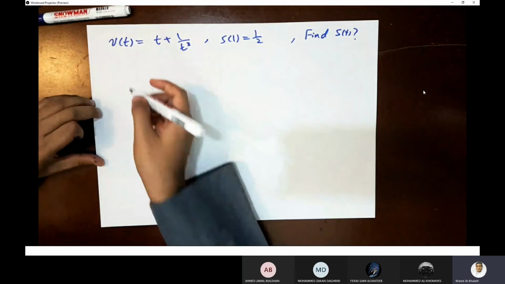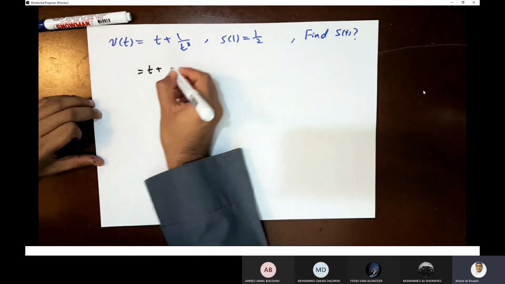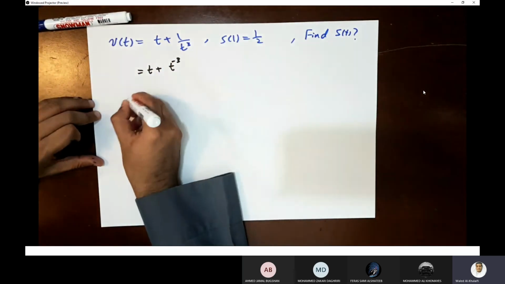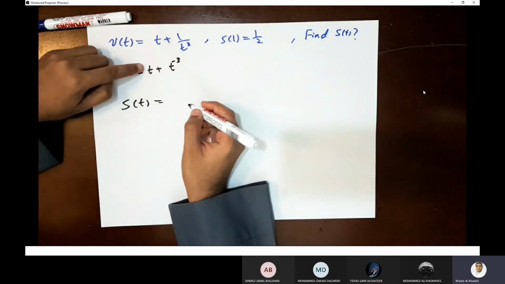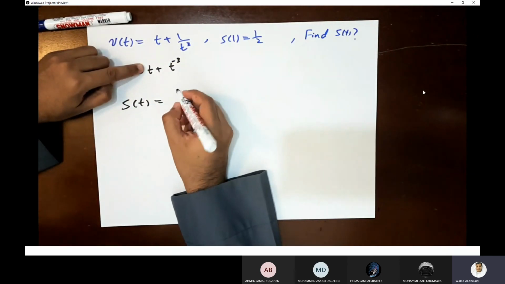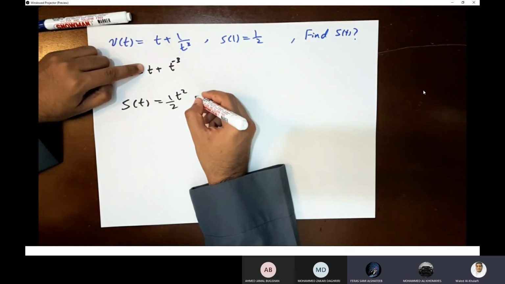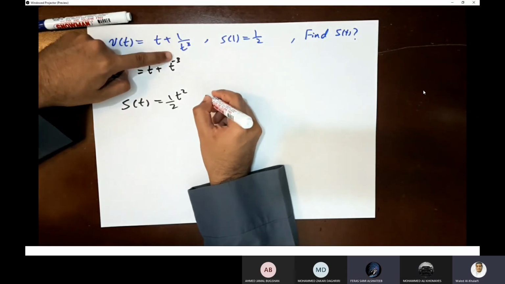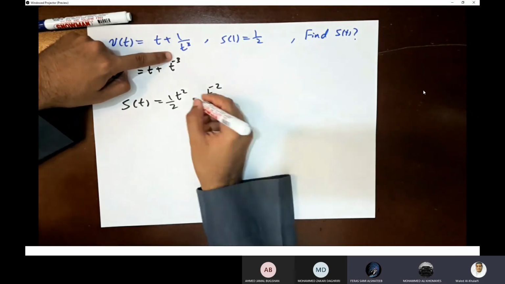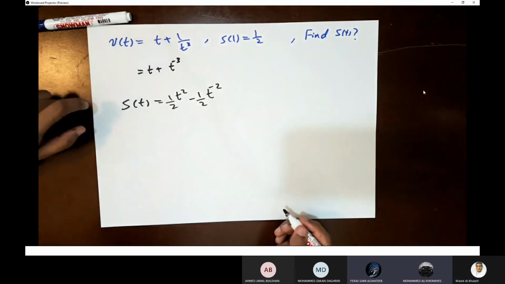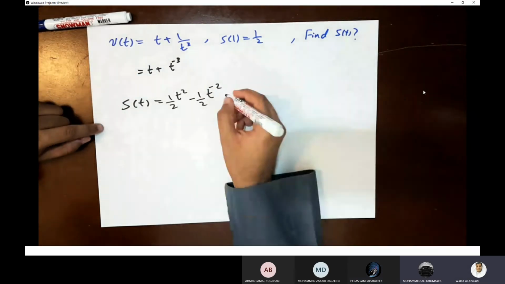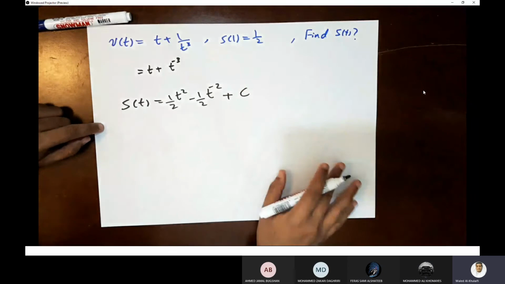So to find the position function, keep in mind this is t plus t to the power negative 3. So s of t now is equal to, I take the antiderivative, so this will be t squared over 2, and then you add 1 to the power, t to the negative 2 over negative 2, so we have this one plus c.